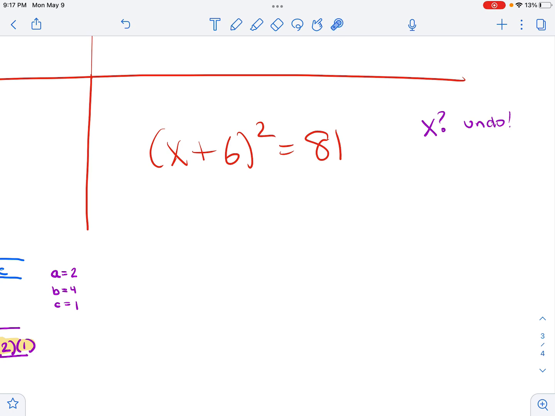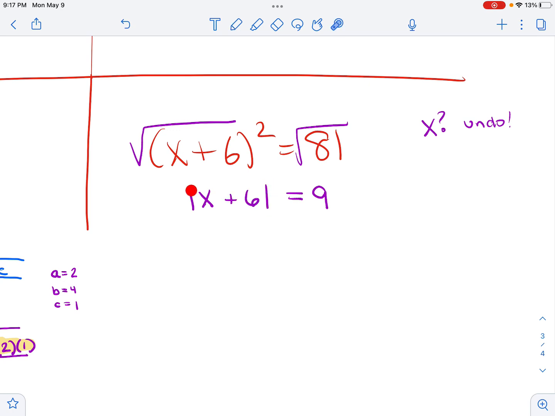So I'd love to be able to do this, which is just like real easy, like, look, x is all by itself. Except you can't do that. You need a mathematical reason. So you got to undo. So we undo squares with square roots. The square root of 81 is 9 because 9 times 9 is 81. And the square root of a square is the absolute value.